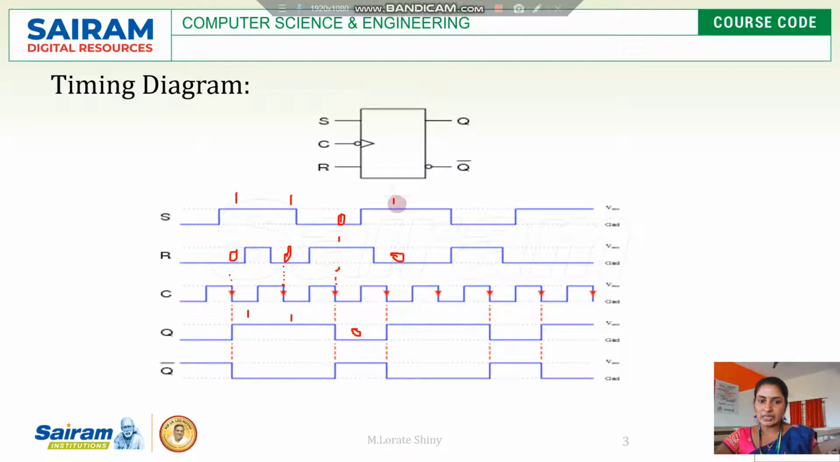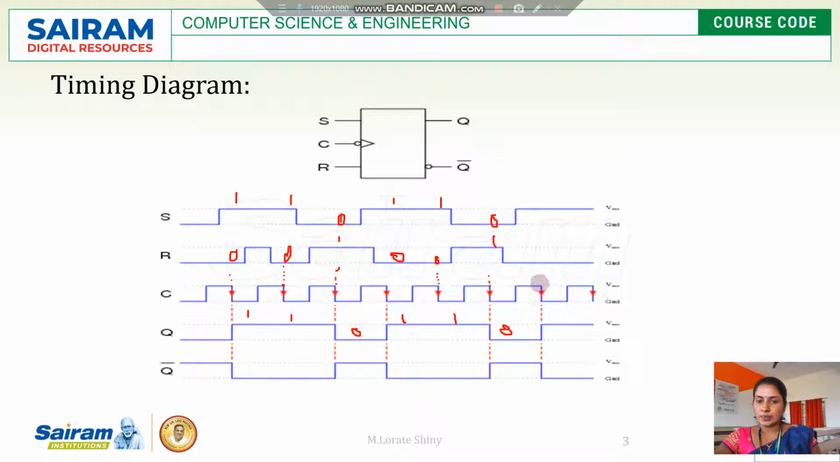At the next point, again S is 1, R is 0. S means set, no? So your output became 1. Here also, R is 0, S is 1, so output will be 1. Then at this point R is 1, S is 0. Whenever R is 1, your Q will be 0.